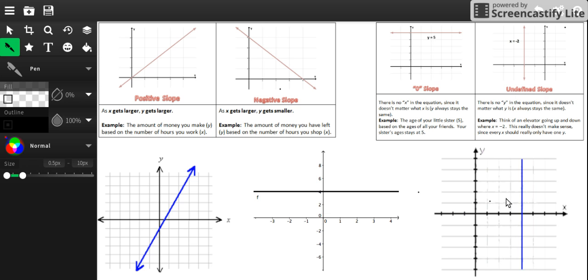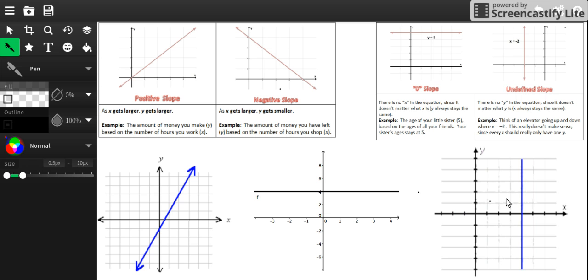Now, zero slope. Zero slope is when there's no x in the equation, since it doesn't matter what x is. And y always stays the same. An example is, if your little sister is 5 and your friend is about 32, your little sister's age is not going to increase or decrease. It's going to stay the same because it doesn't matter what another person's age is. It matters what her age is.